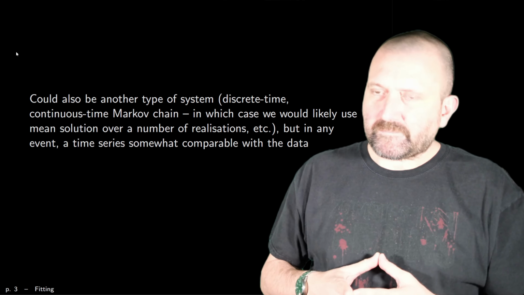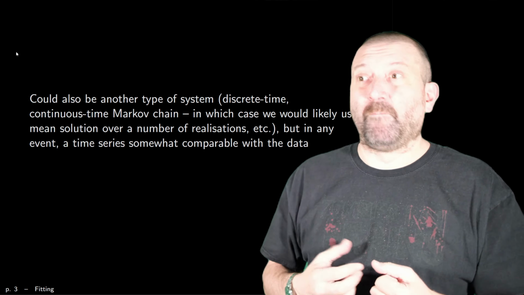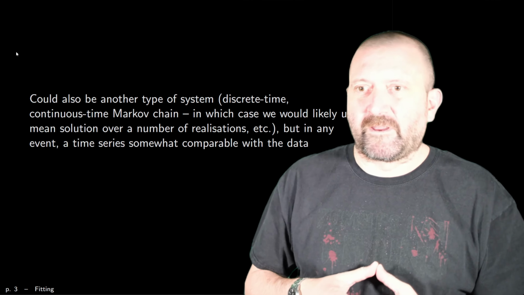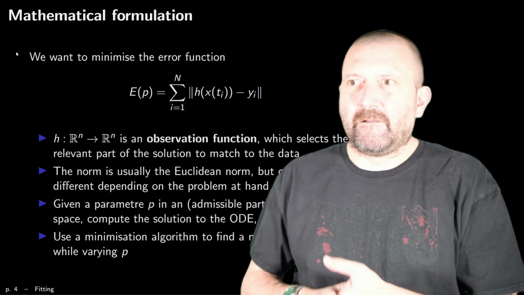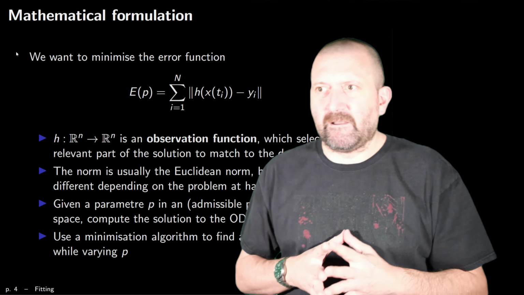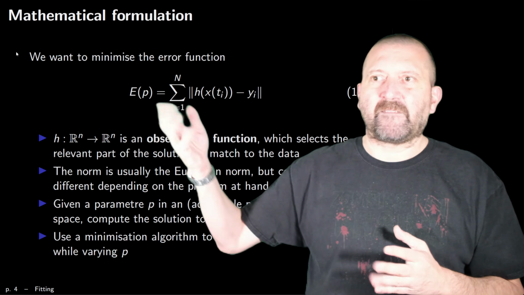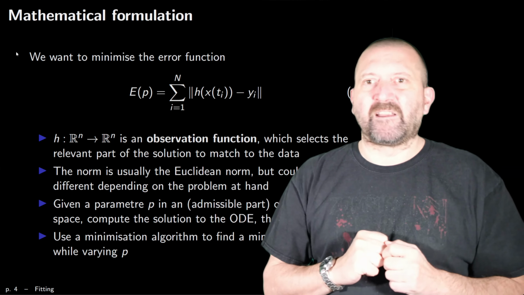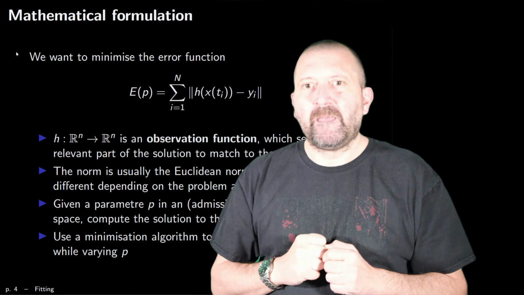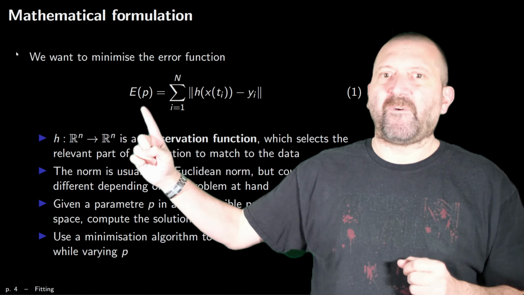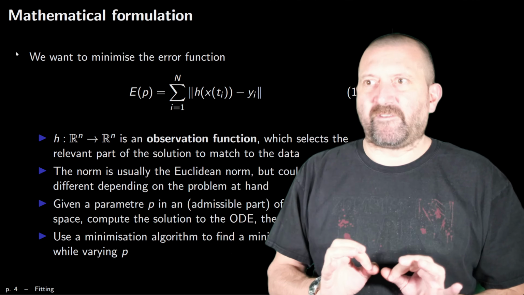Okay, so that we're able to compare the data points with whatever model we're trying to fit. So mathematically, this amounts to doing the following. We, in fact, want to minimize an error function that I've written here. This error function is a function of the parameters.